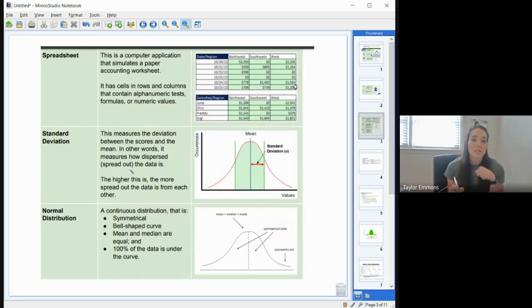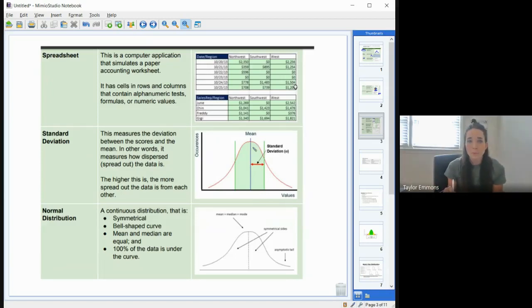Now, standard deviation is where a lot of people get confused. So standard deviation measures the deviation between the scores and the mean. In other words, it measures how dispersed or spread out the data is, okay? Yeah, this was today's DLD. It should be under April 15th or the 15th DLD. So this is what you were supposed to do, right? Like y'all did that? Yeah, okay.